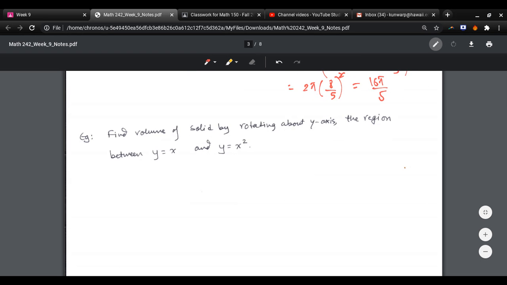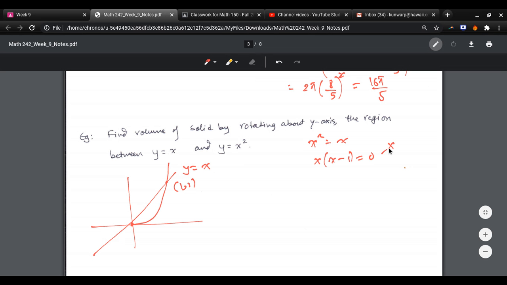In the next example, we have to find the volume of a solid rotating about the y-axis, the region between y equals x and y equals x squared. So let's plot. y equals x is a line through the origin of slope 1. y equals x squared also goes through the origin. This point is 1 comma 1, because x squared equals x gives me x times x minus 1 equals 0, giving me x equals 0 and x equals 1. And when x equals 1, y equals 1. So this is what we are rotating now.